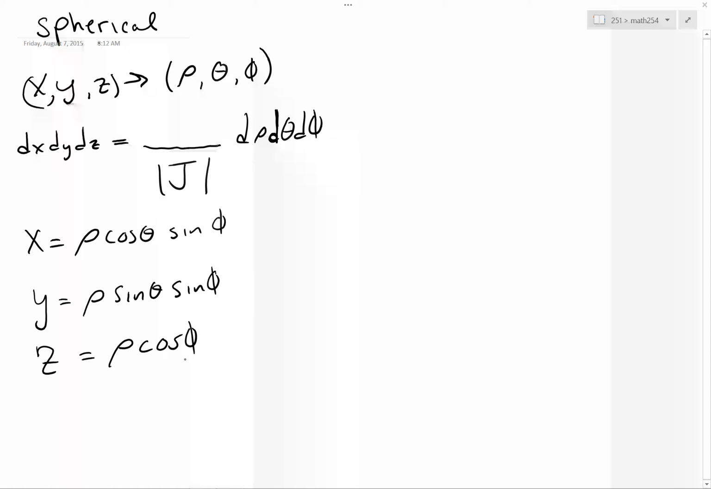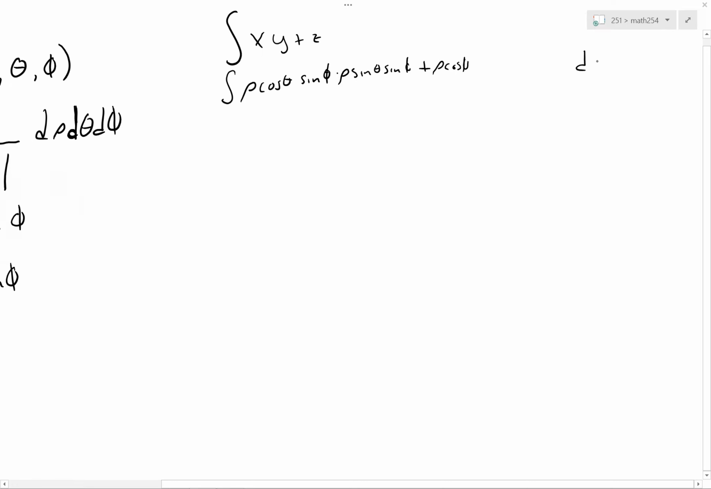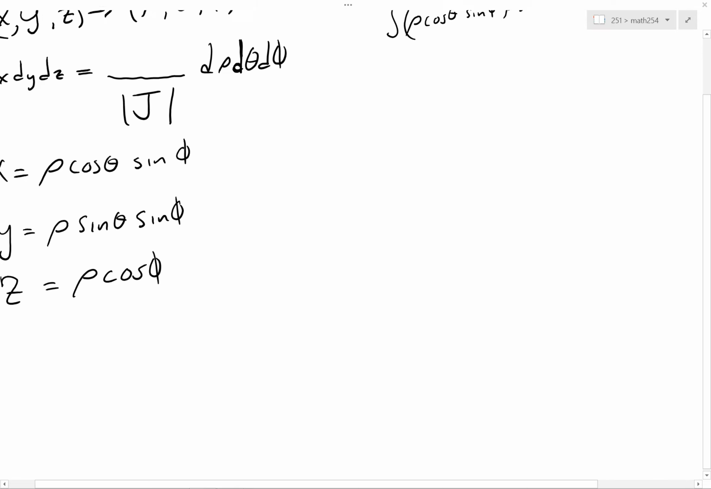So we're going to make those substitutions, and then all I need to do is, for instance, if you had x, y plus z or whatever, then you would just replace these guys with rho cosine theta sine phi times rho sine theta sine phi plus rho cosine phi. And over here somewhere you'd have a d rho, a d theta, and a d phi. Oops, a d phi. But what you don't know is it's going to go right there. Okay, so that's what we're going to be working on.